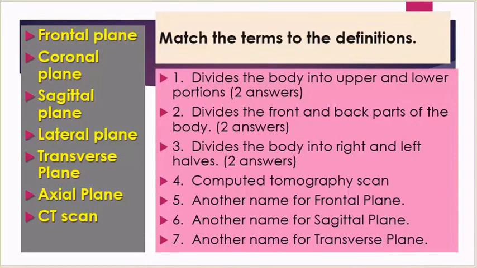Match the terms to the definitions. The terms are frontal plane, coronal plane, sagittal plane, lateral plane, transverse plane, axial plane, CT scan. Number 1, divides the body into upper and lower portions. There can be two answers for this.